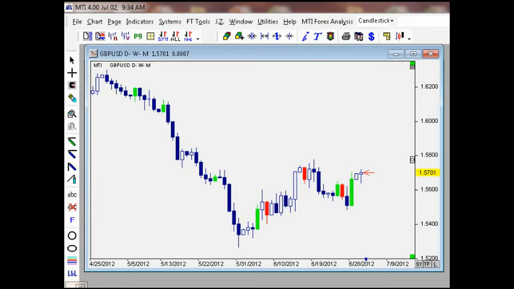In front of us is the MTI 4.0 charting software, and we have the Great British Pound US Dollar daily currency pair up. The current time is 9:34 a.m. Eastern Time. The current date is 7/2/2012. Now, what I want to do is go ahead and analyze the daily, 4-hour, and 1-hour time frame. This way, we can go ahead and see what kind of opportunity we could potentially have for the day.